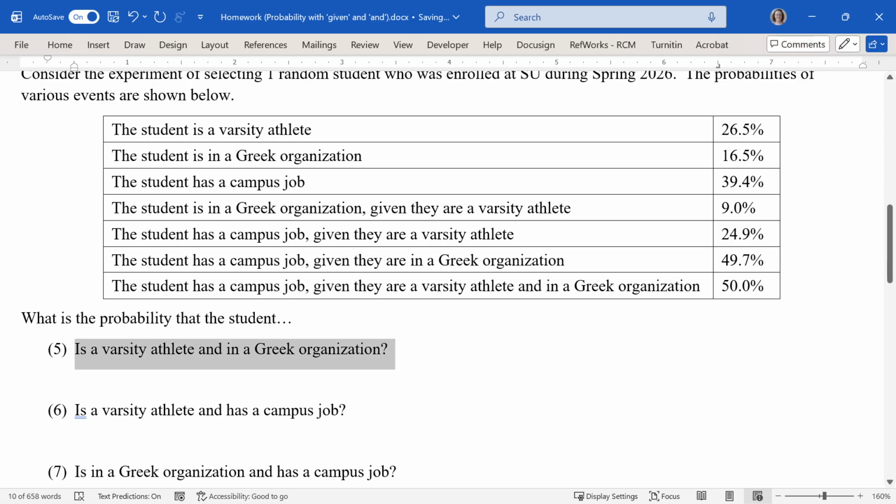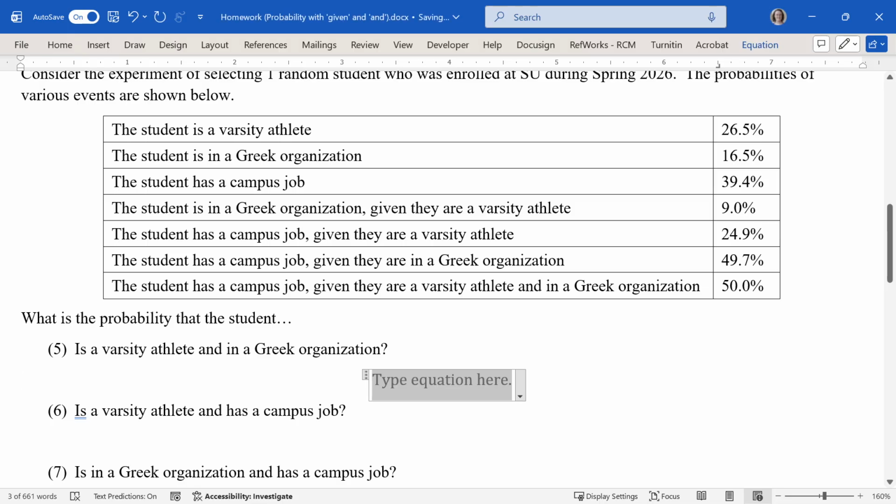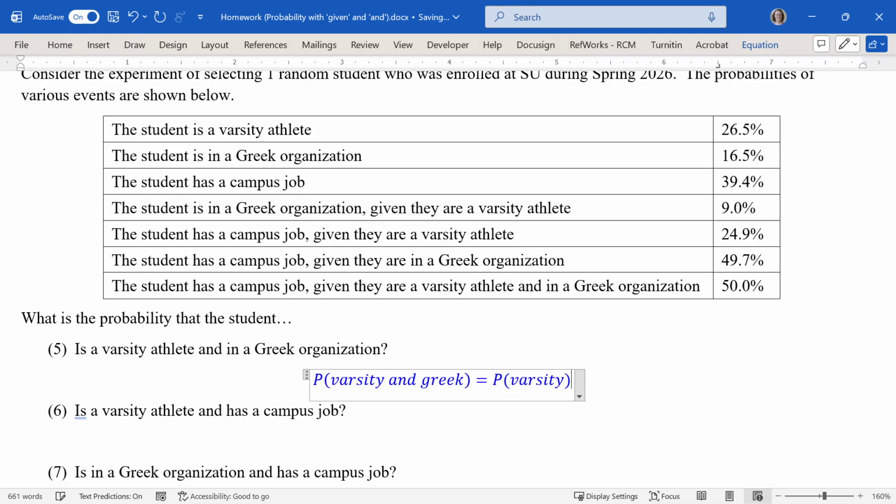So what is the probability that the student is a varsity athlete and is in a Greek org? So when you want the probability of multiple events happening at the same time, so probability of varsity and Greek, one way to calculate this is to do the probability of the first event, varsity, and then multiply by the probability of the second event, given the first event.